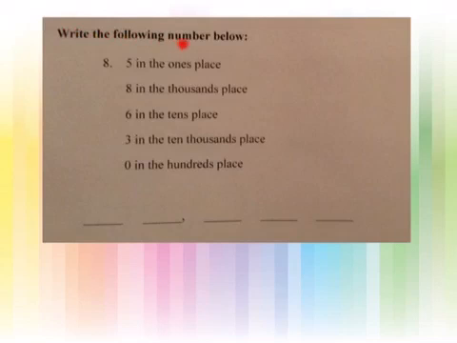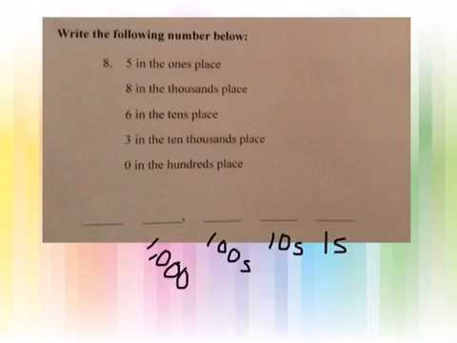Okay. Write the following number below. I'm kind of just glancing over the problem. I see ones, thousands, tens, 10,000s, hundreds, and I see those blank lines again. I'm going to go through real quick and label those for myself so I remember which one's which. It'll make the problem simpler. So I know starting here, this is the ones place. This is the tens place. This is the hundreds place. This is the thousands place. And then this is the 10,000s place.